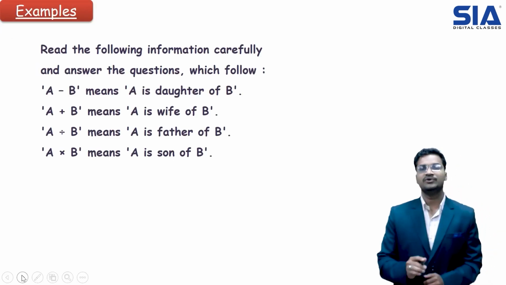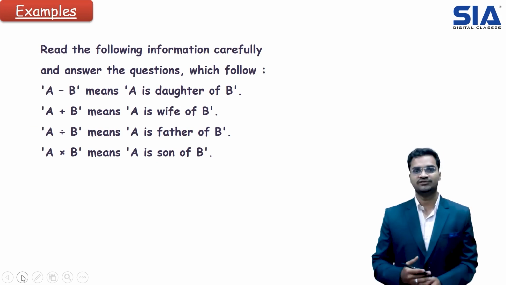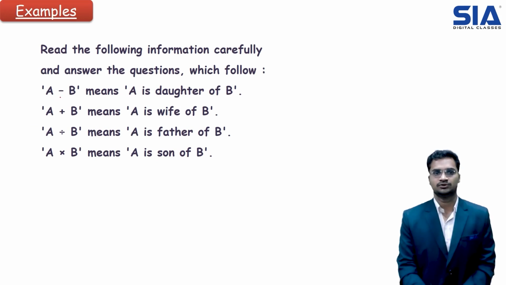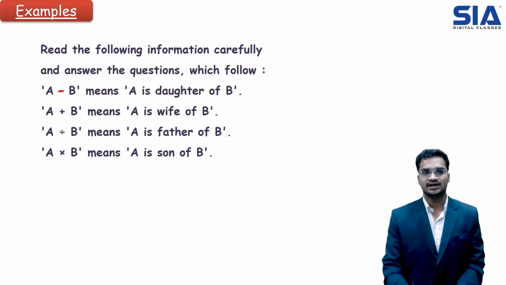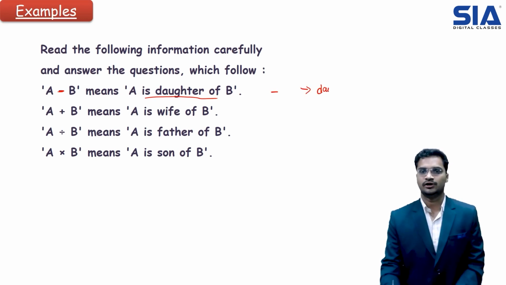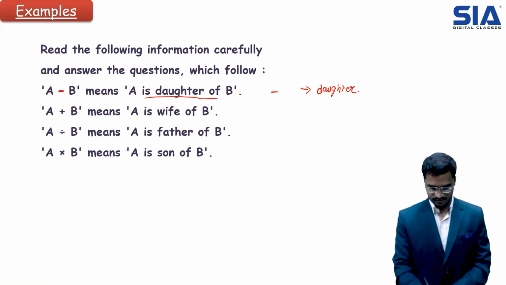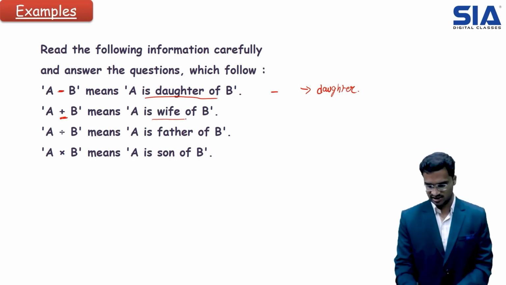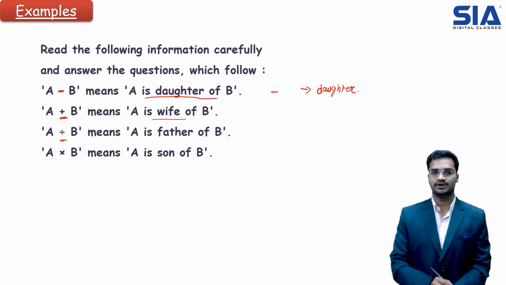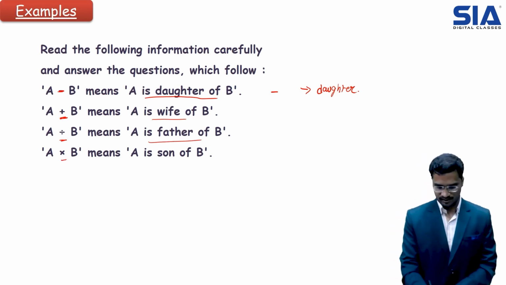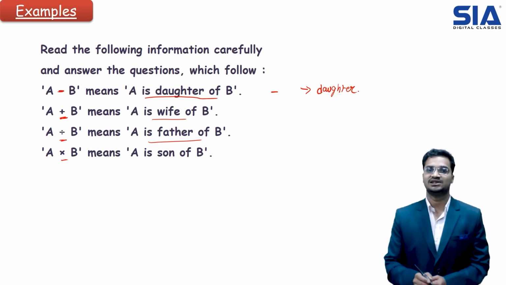Before going into the first question, there are some instructions given to us. If I see a symbol like A minus B, then I have to consider it as A is the daughter of B. So minus represents daughter. In the same way, A plus B means A is the wife of B, A divided by B means A is the father of B, and A multiplied by B represents A is the son of B.